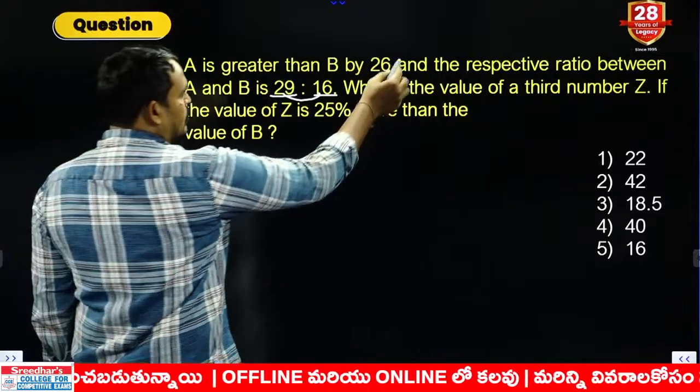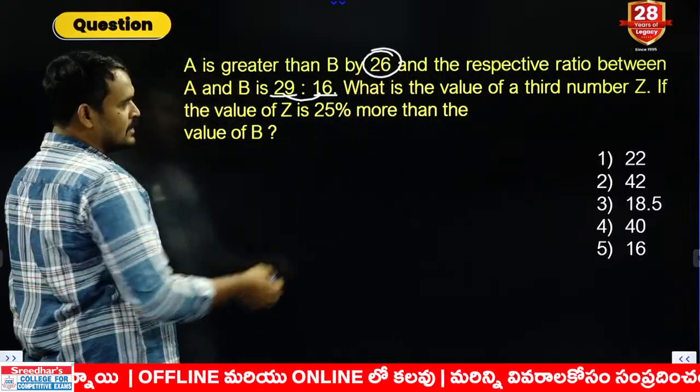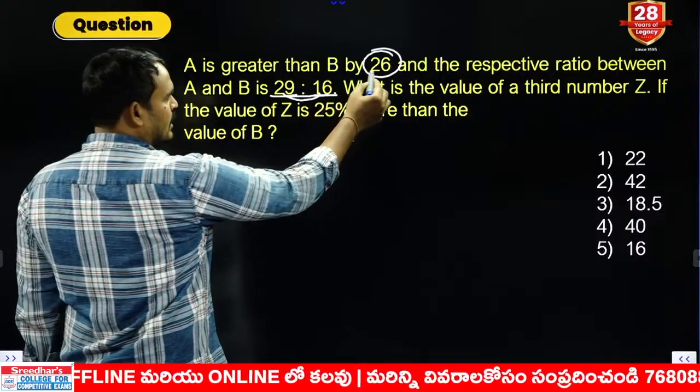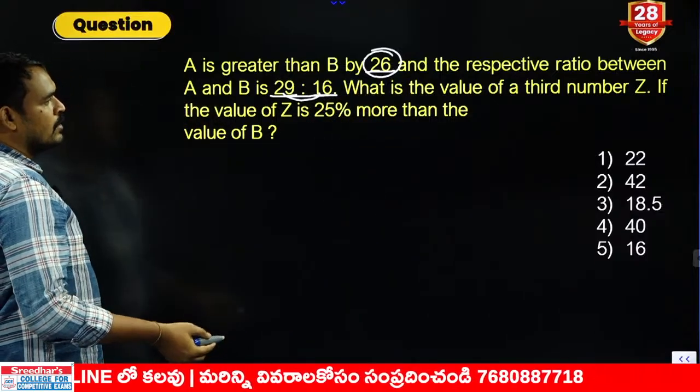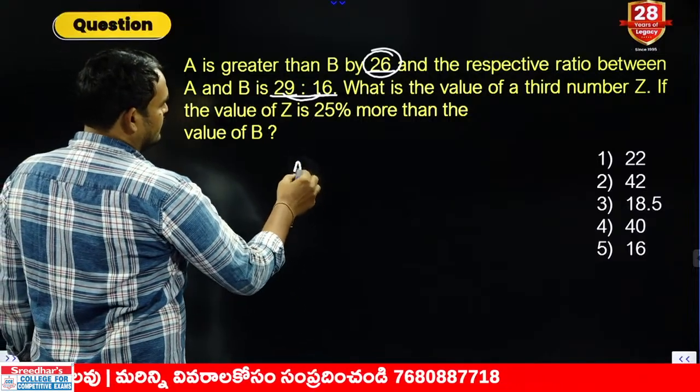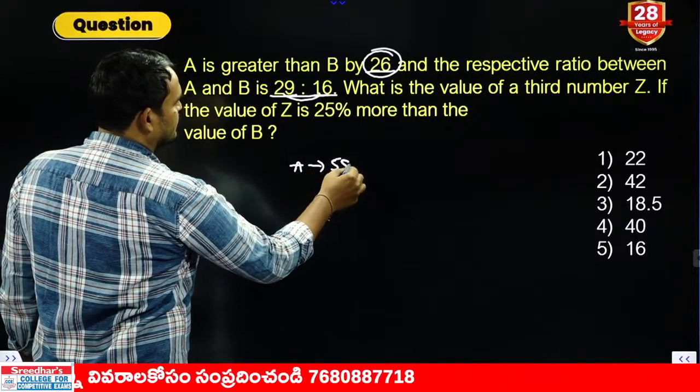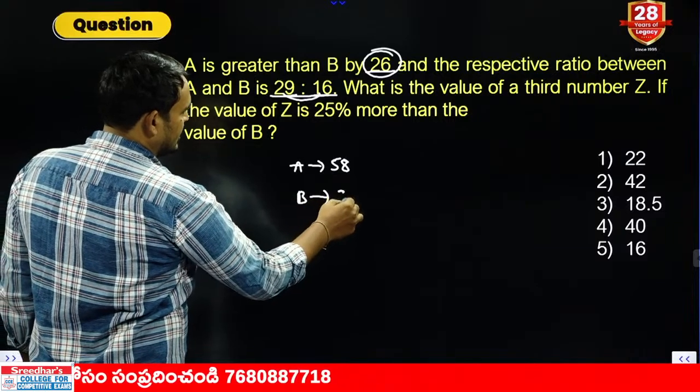13 parts. What are the 13 parts value? 26. The difference in parts is 13 parts, and the age difference is 26. 13 parts are 26 means what is the 1 part value? 2 years. Then the A value, 29 parts, means 58. The B value, 16 parts, means 32.